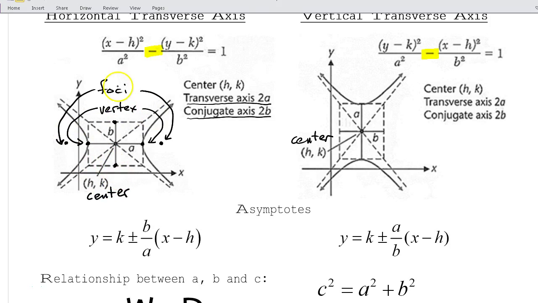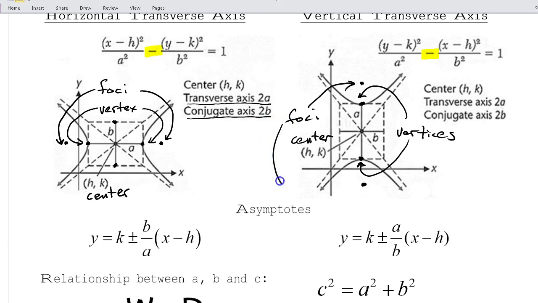Okay, so there's our vertices and foci for our horizontal. And then when we turn it vertical, I've got my vertices here. Vertices. And then again, I could draw in some foci. Foci, I've got one there and one there. And again, our center is right there. So those are the parts.